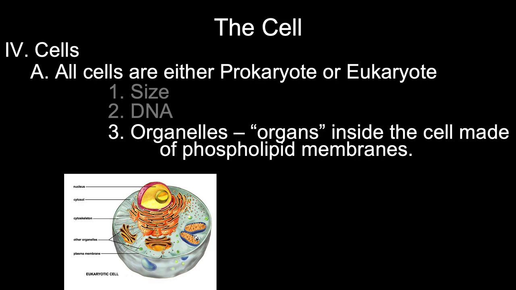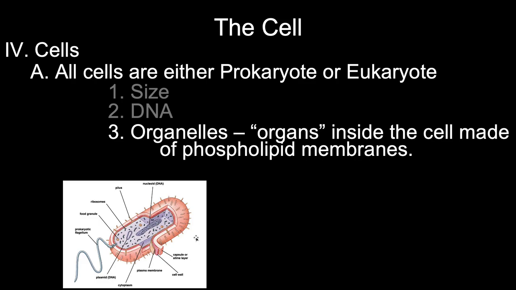Now, prokaryotic cells do not have those membrane bubbles. They do not have organelles. They have cell parts. You can see the ribosomes, for example. We mentioned those. We can see a flagellum here, but they are not membrane defined.